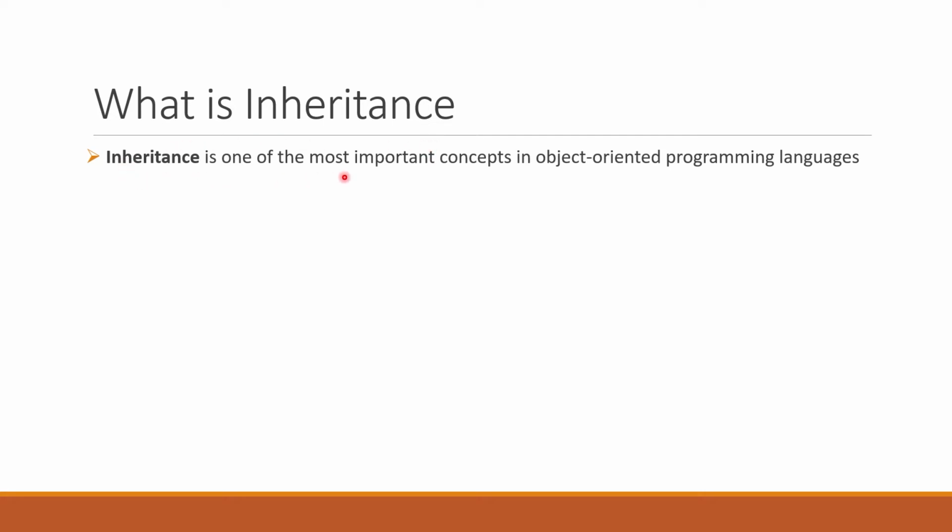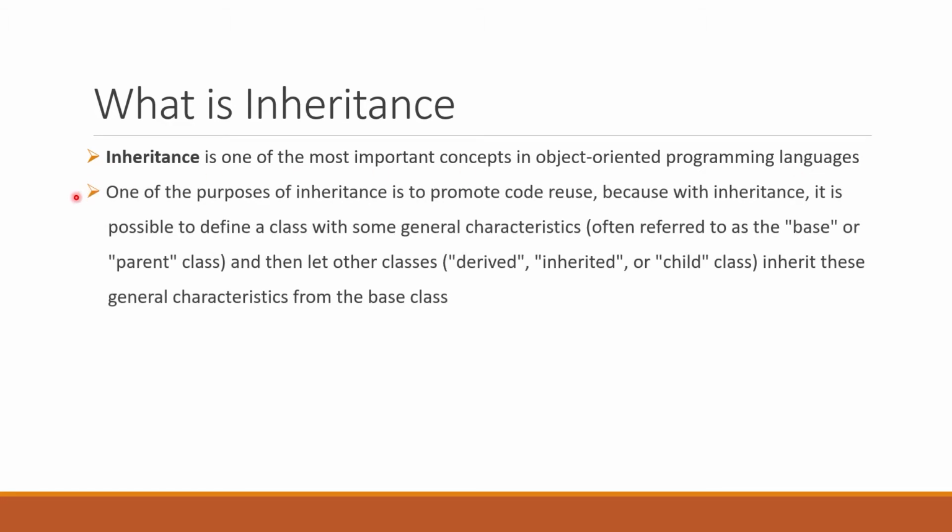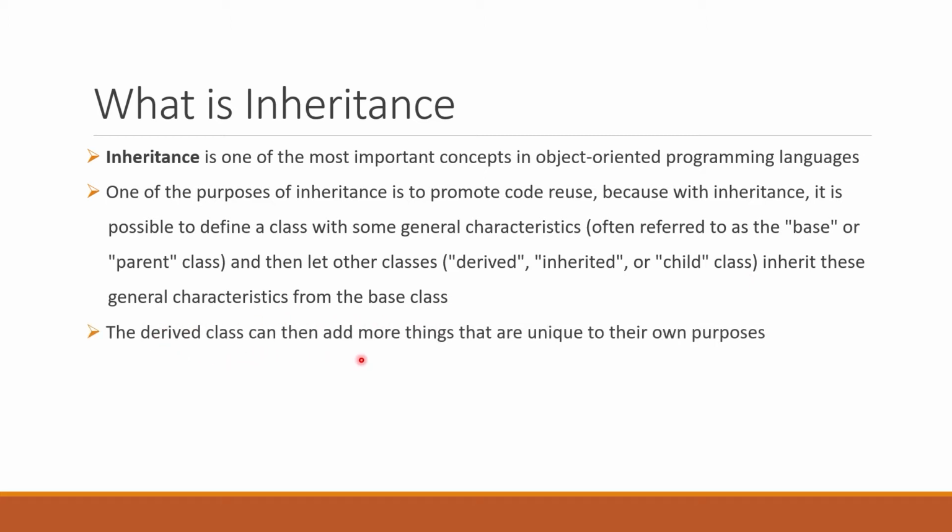Inheritance is one of the most important concepts in object-oriented programming languages. One of the purposes of inheritance is to promote code reuse, because with inheritance, it is possible to define a class with some general characteristics, often referred to as the base or parent class, and then let other classes, called derived, inherited, or child classes, inherit these general characteristics from the base class. The derived class can then add more things that are unique to their own purposes.